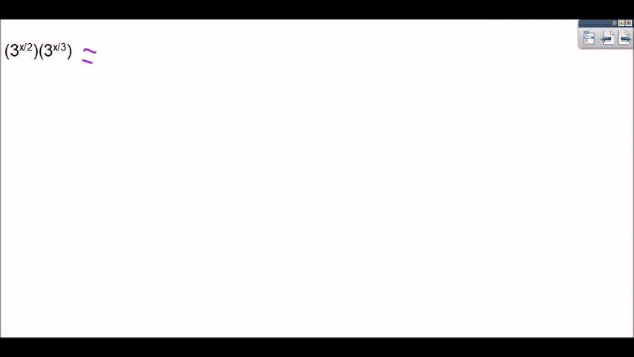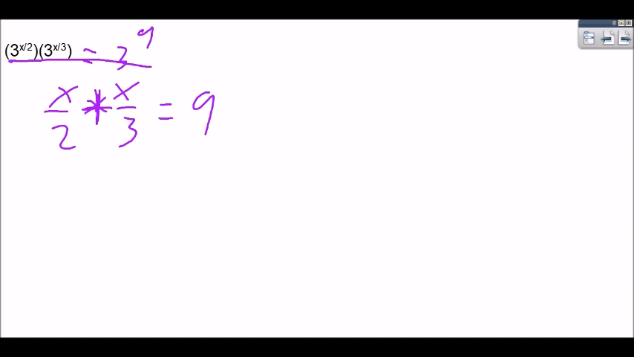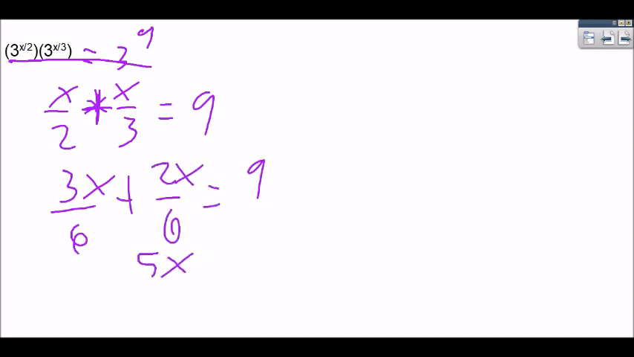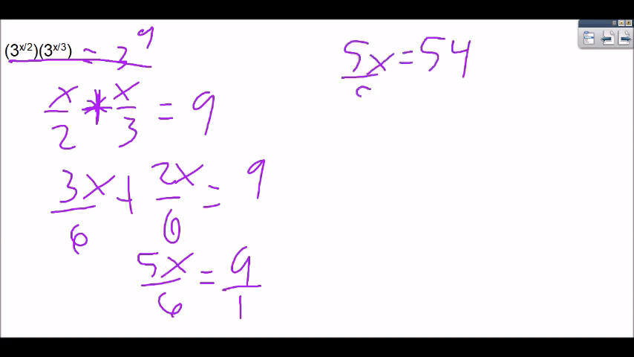So let's say that this was equal to 3 to the 9th power. Because they're all base 3, I can cross those out. Then I have x over 2 plus x over 3 is equal to 9. And then I just make these have the same denominator, and then I can solve for 9. So I have a fraction equal to a whole number. We never want that. We want a fraction equal to a fraction. Then we can cross multiply and solve for x.